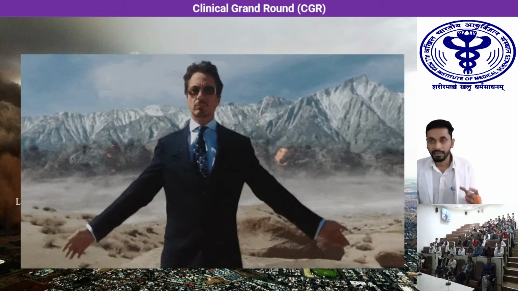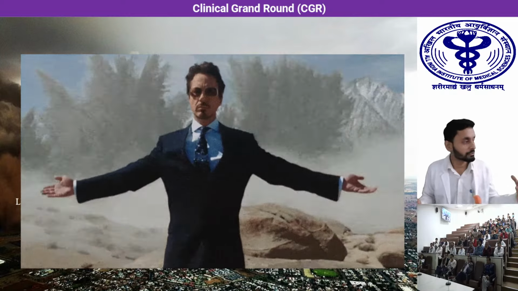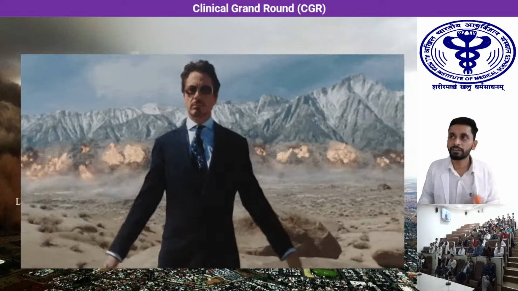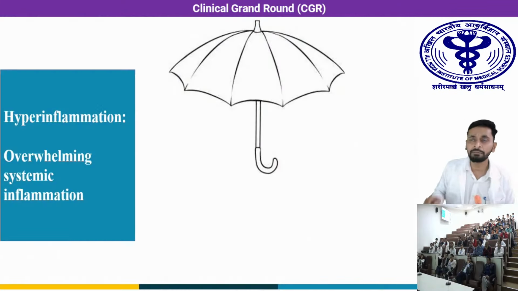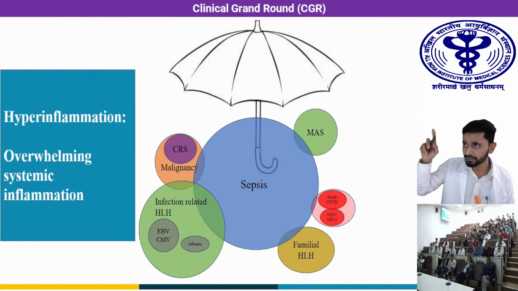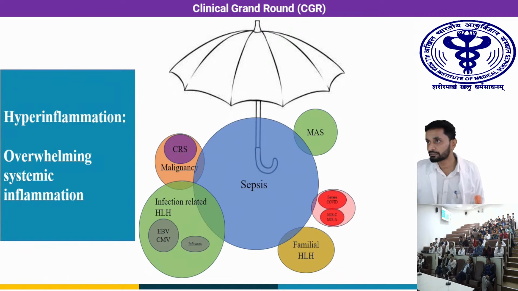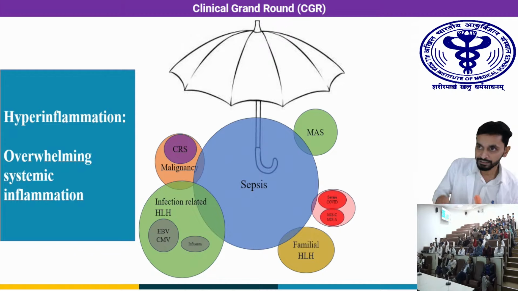So what really happens is, due to the dysregulation of autocrine and paracrine function and massive release of pro-inflammatory cytokines, there is a nuclear chain reaction which leads to a catastrophic event for the patient. So hyperinflammation is a very broad term which includes the majority of sepsis, and there are HLH variants which include macrophage activation syndrome, cytokine release syndrome, and infection-related HLH.